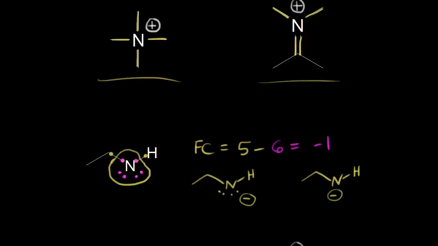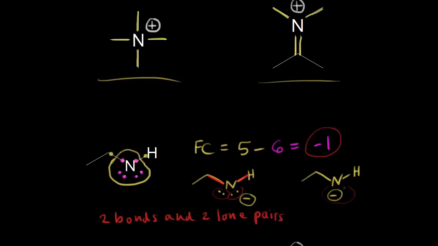Let me just clarify the pattern here. All right, the pattern for a formal charge of -1 on nitrogen would be 2 bonds, here are the 2 bonds, and 2 lone pairs of electrons. So when nitrogen has 2 bonds and 2 lone pairs of electrons, nitrogen should have a formal charge of -1. Let's look at some examples of that.